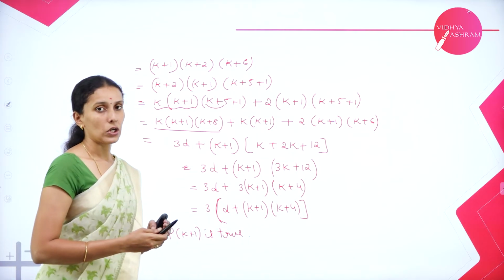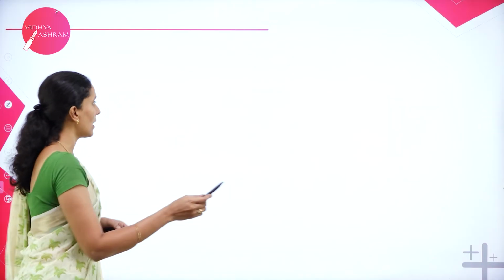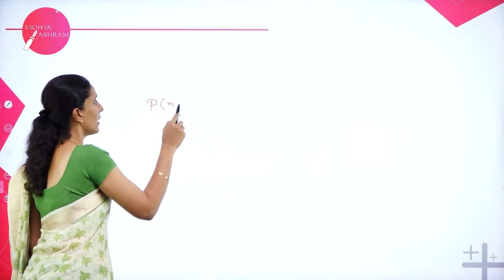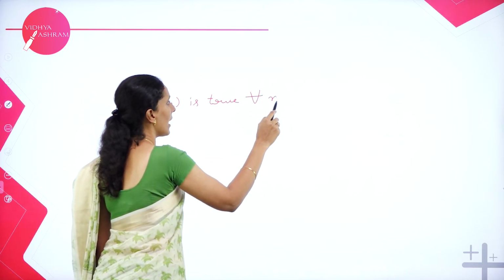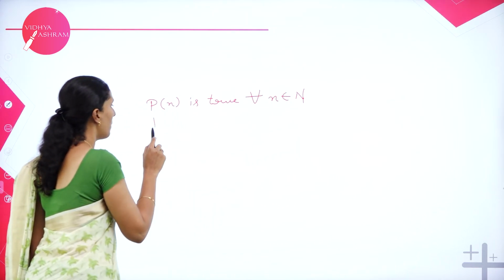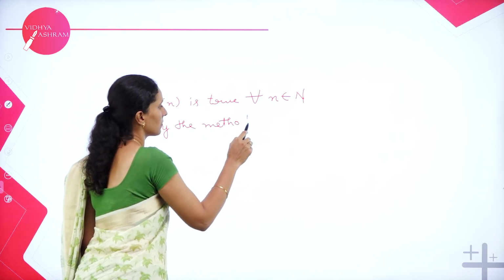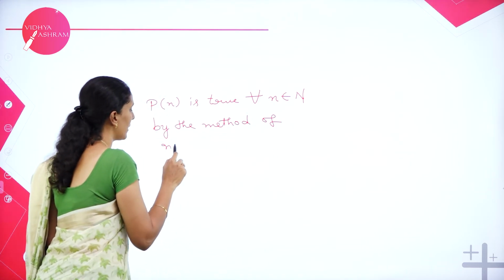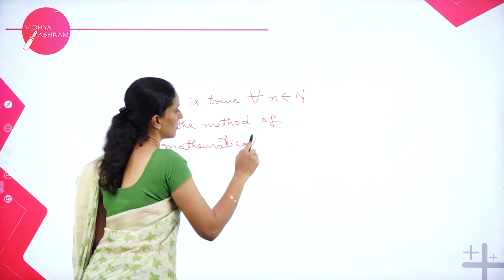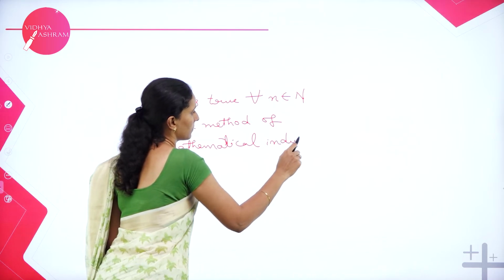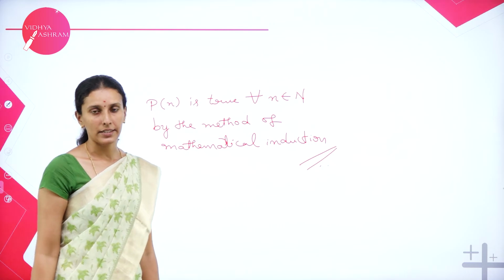So hence we can conclude the statement. If P of k plus 1 is true, then what can we conclude? P of n is true for all n belongs to N by the method of mathematical induction. Hence, we have proved the result.